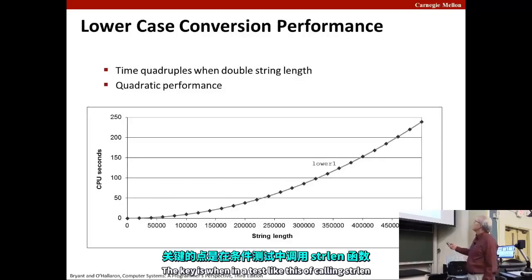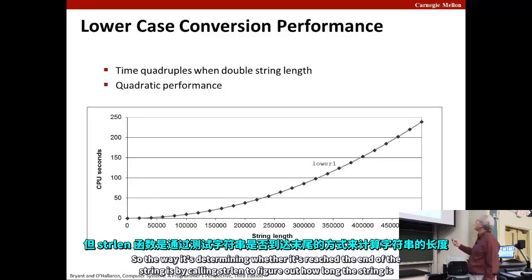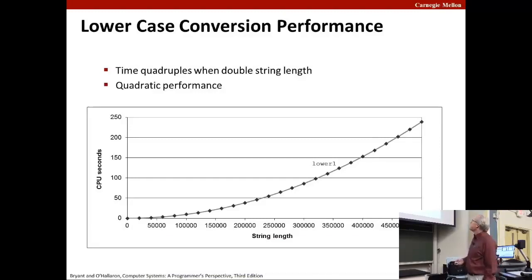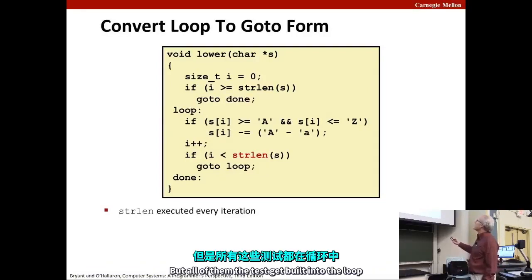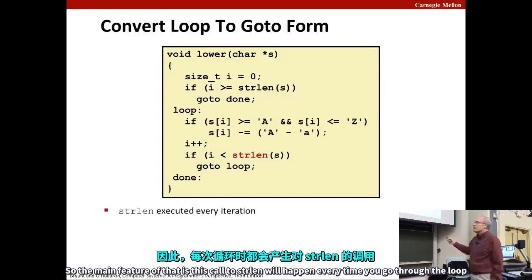So what's so bad about this program? The key is the test calling strlen. The way it's determining whether it has reached the end of the string is by calling strlen to figure out how long the string is. And remember, if we convert a for loop into a goto form like you've seen, there are various ways to convert it, but in all of them the test gets built into the loop. So the main feature is that this call to strlen will happen every time you go through the loop.